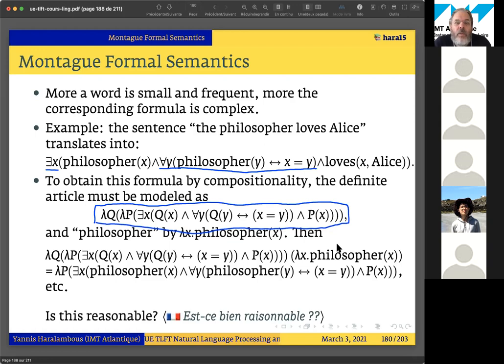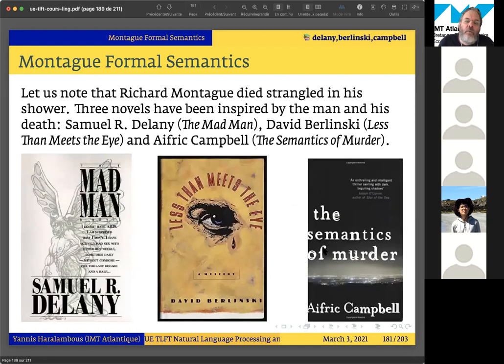So is this reasonable? It's a characteristic of Montague formal semantics. This theory appeared in the 50s and 60s, and it was not very welcome by linguists because it's quite complex, it needs a lot of math. And since natural language has many ambiguities, Montague semantics didn't really envision these ambiguities. So Montagovian semantics has been used mainly in artificial languages, in controlled languages, in programming languages, and less in natural language.